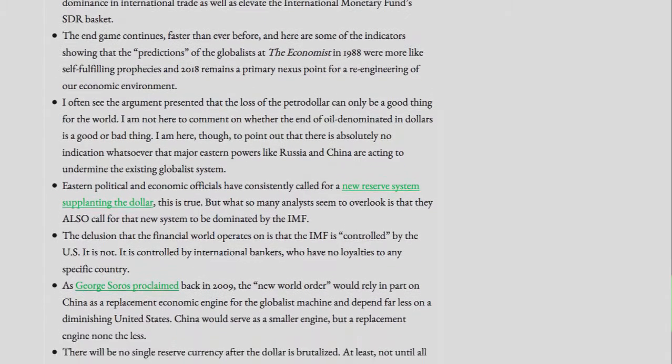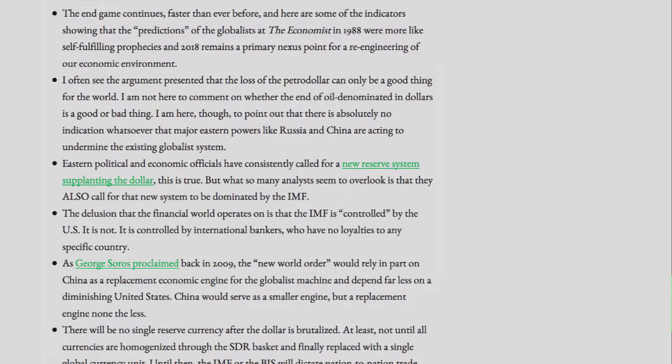The end game continues faster than ever before, and here are some of the indicators showing that the predictions of the globalists at The Economist in 1988 were more like self-fulfilling prophecies, and 2018 remains a primary nexus point for a re-engineering of our economic environment.